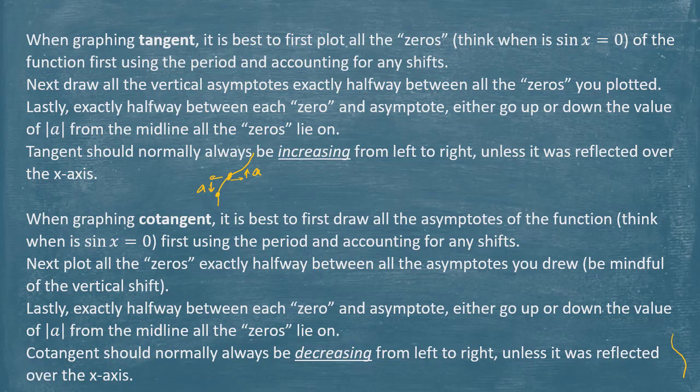And again, hopefully this will all kind of come together as you see examples get worked through. We'll start with one that's relatively easy, and then another one that has a little bit of shifting going on, just like we did with the sines, cosines, secants, and cosecants.